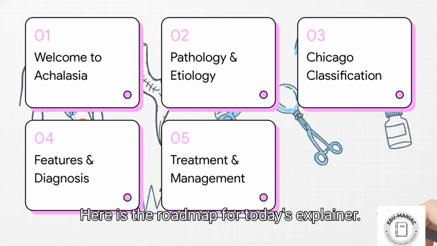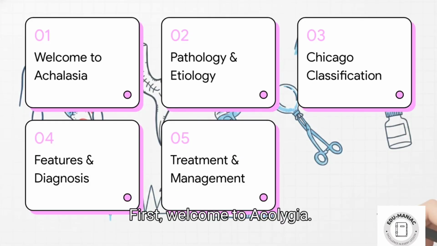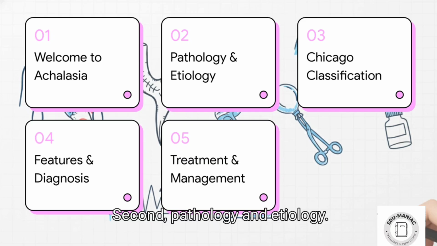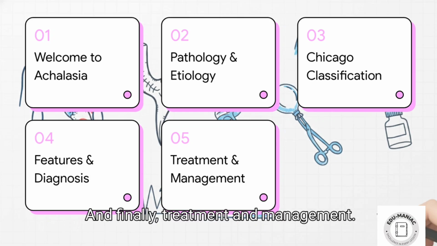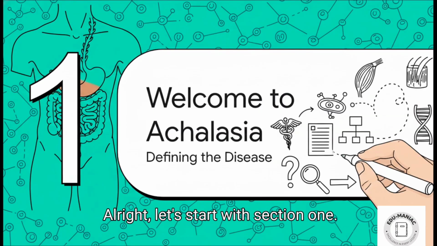Here is the roadmap for today's explainer. First, welcome to achalasia. Second, pathology and etiology. Third, the Chicago classification. Fourth, clinical features and diagnosis. And finally, treatment and management. All right, let's start with section 1.